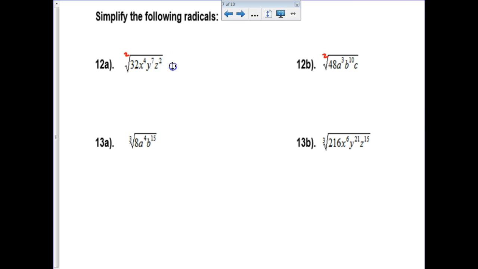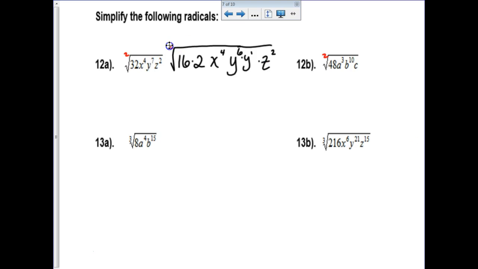Okay, I'm just going to expand it out. Here we go. A couple of different ways we broke out 32, but I'm going to go with 16 times 2. And then for x to the 4th, I'm just going to leave it as x to the 4th. For y to the 7th, I'm going to call it y to the 6th with 1 left over, because that's a way to get 7. And then for z to the 2nd, because it's even, I'm going to leave it as z to the 2nd.